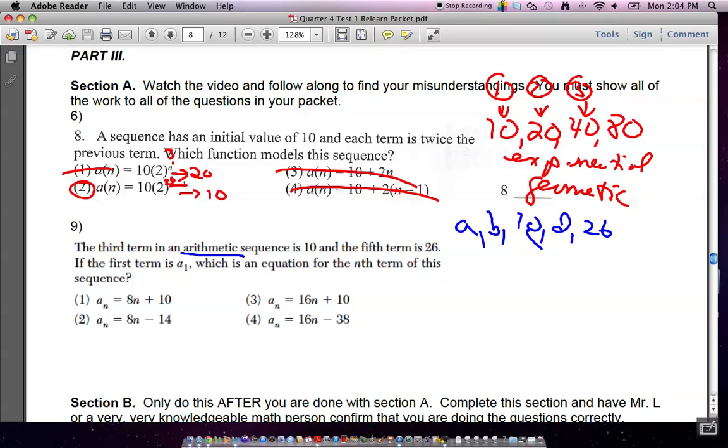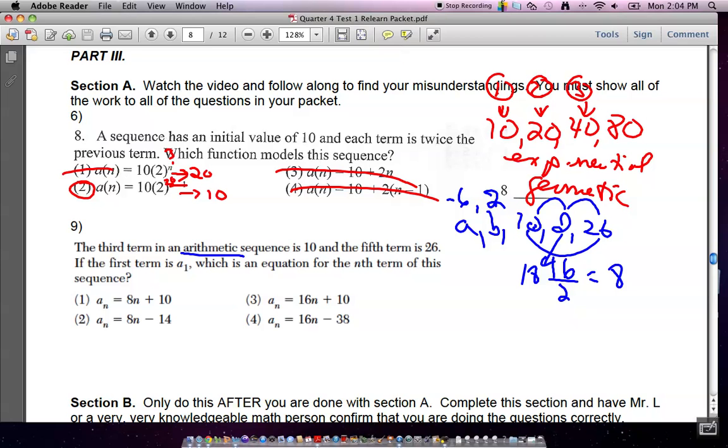So to go from 10 to 26, I have gone up a total of 16, and I did it in 2 stages. So I have to divide that by 2, and I get 8. So this is 10. D is 18. So it's 10, 18, 26. I'm going up by 8s. B would then be 2, and this guy would be negative 6.